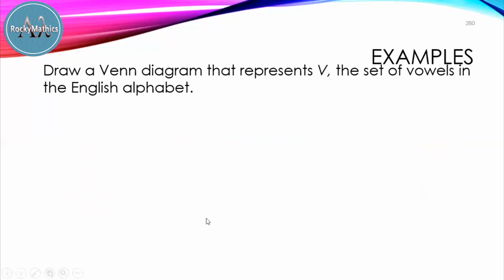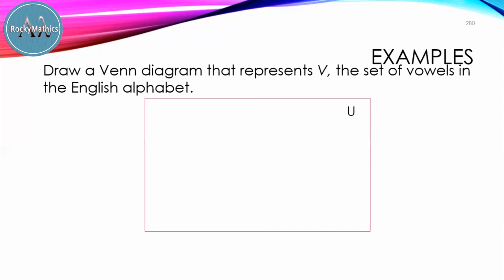First example, draw a Venn diagram that represents V, the set of vowels in the English alphabet. So we are given set V, again, the set of vowels in the English alphabet. The first thing to do is to create a universal set represented by a rectangle. Now, suppose this is our set V, that consists of all vowels in the English alphabet. So what are the vowel letters in the English alphabet?